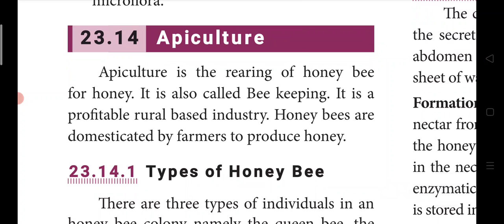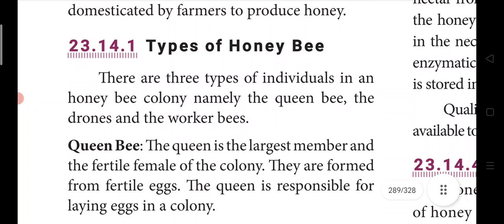Last topic is apiculture. So what is apiculture? It is the rearing of honeybees for honey. It is also called beekeeping. It is a profitable rural based industry. Honeybees are domesticated by farming to produce honey. What are the types of honeybee? There are 3 types of individuals in a honeybee colony, namely the queen bee, the drones and the worker bees.